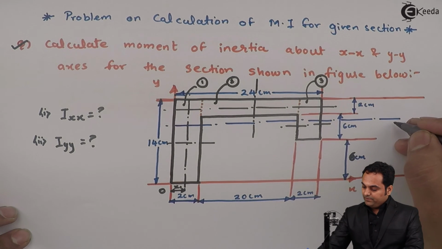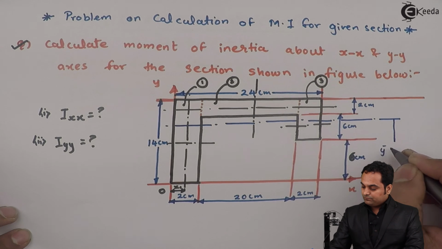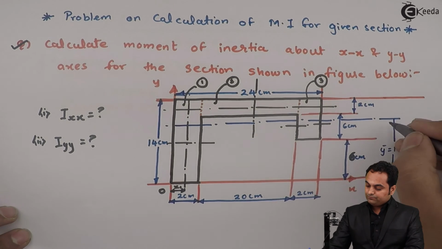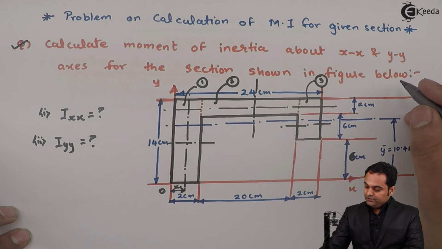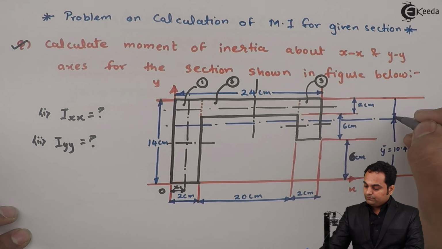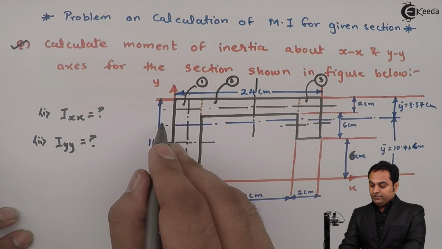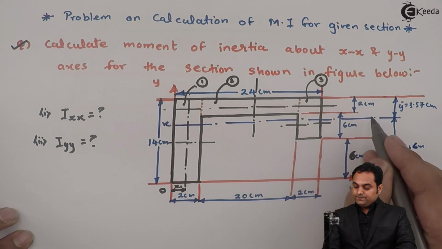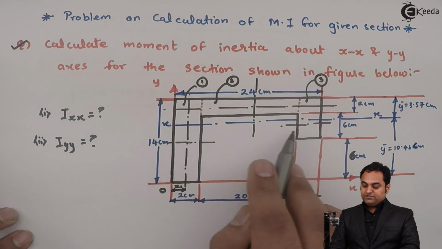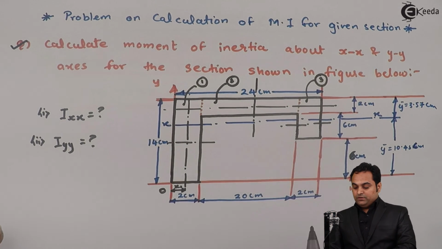So here we have y bar 10.43 mm from bottom, and from the top it is at 3.57 centimeter distance. This is centimeter. Now here we have located the x-axis for this given section.